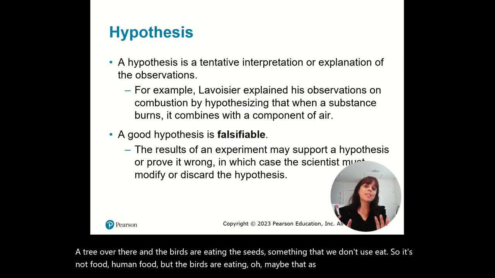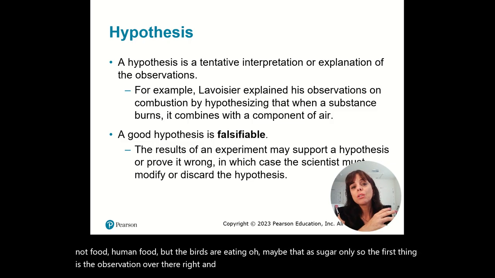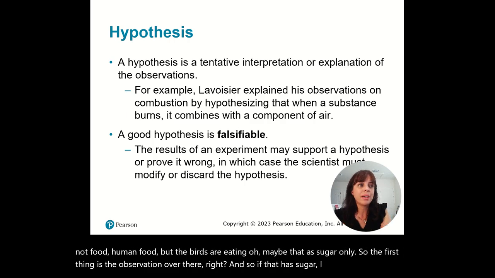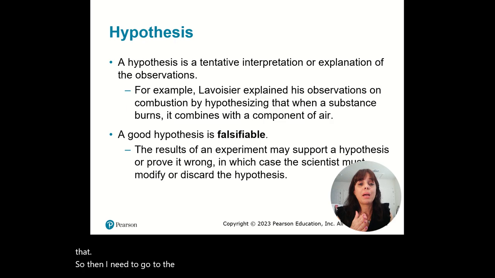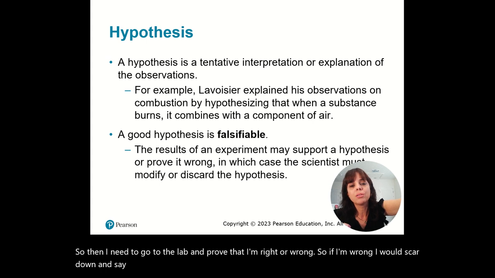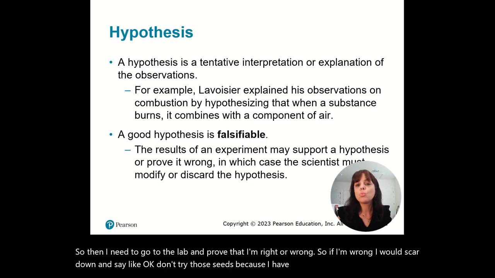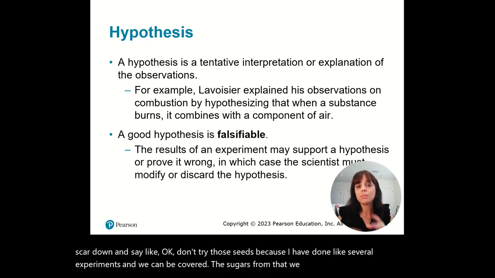So the first thing is the observation over there, right? And if that has sugar, I can produce ethanol with that. So then I need to go to the lab and prove that I'm right or wrong. If I'm wrong, I will discard that and say, okay, don't try those seeds, because I have done several experiments and we cannot recover the sugars from that. We cannot break down the wall to release that sugar.